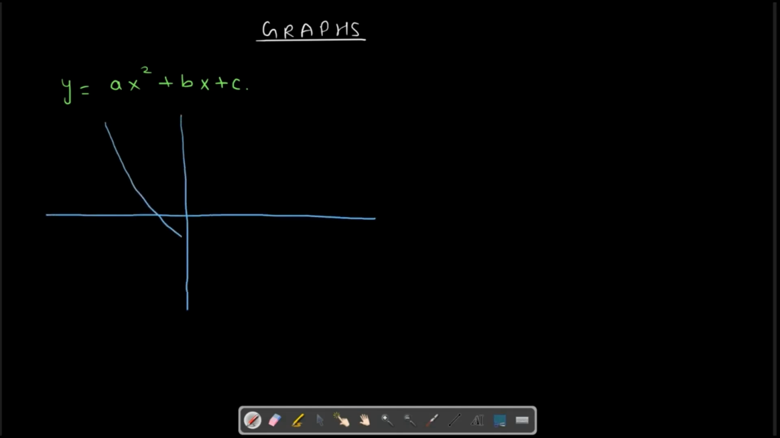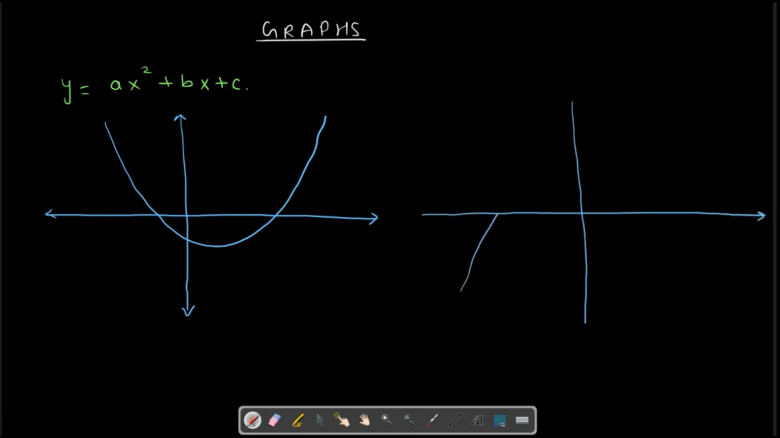it can either be of this kind. So these are the coordinate axes, or it can either be of this sort.